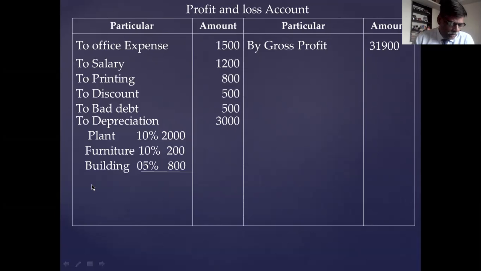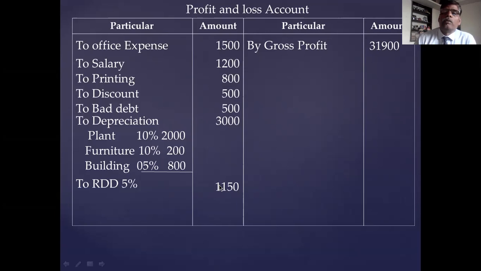Okay. Next adjustment is relating to provision for doubtful debt, RDD. To RDD 5%. You have to make 5% on the closing debtors. Closing debtors is 23,000. On 23,000, you make 5%. Amount is 1,150. You see the debtors closing balance in the debtors account is 23,000. You calculated. So 23,000 into 5% is 1,150.